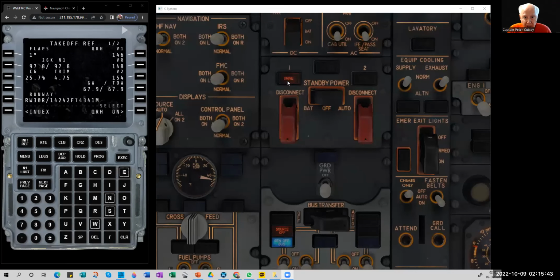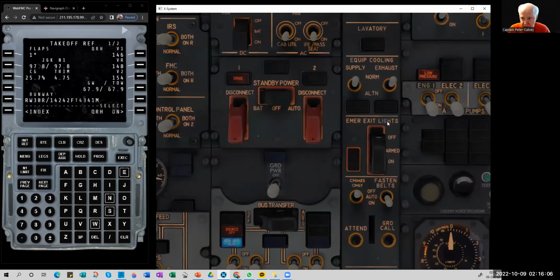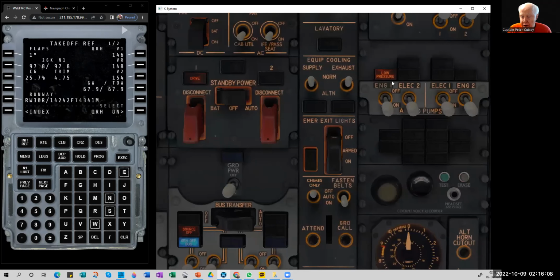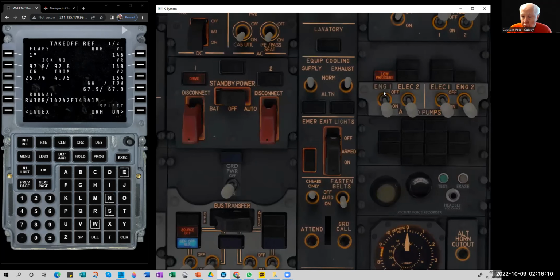We have a drive light on, we have a source off light, and we have gen off bus light illuminated. Wow. So what has caused that? Well, we actually have to look around and see what's caused that. And if you've noticed, we've just had a low pressure pump come on, engine number 1, hydraulic pump.